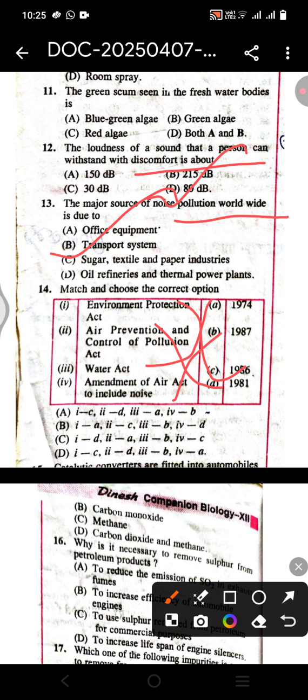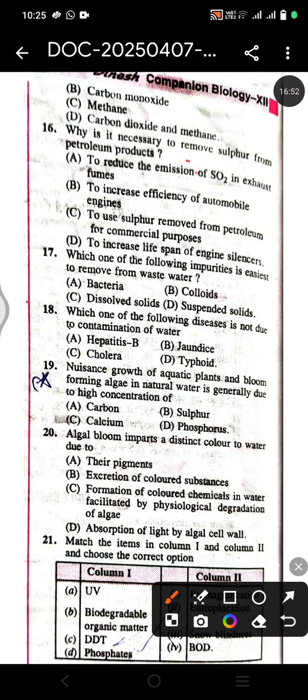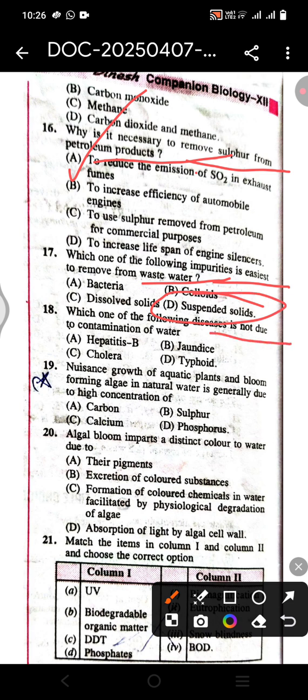Next one. Why is it necessary to remove sulfur from petroleum produce? Option number A. To reduce the emission of sulfur dioxide in exhaust fumes. Which one of the following impurities is easiest to remove from waste? So it is suspended solid. Which one of the following disease is not due to contaminated water? So it is hepatitis B. Nuisance growth of aquatic plant and bloom forming algae in natural water is generally due to high concentration of phosphorus. Algal bloom imparts a distinct color to water due to their pigments.